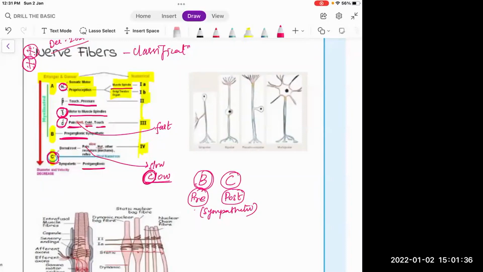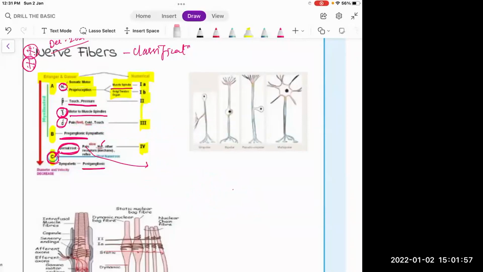Okay, clear? Then followed by the C fibers, the dorsal root fibers carrying the pain receptors, hot sensation, and other mechanoreceptors. These are the most important part where you will face the twisty questions. With respect to the pain fibers: fast pain, slow pain, and sympathetic preganglionic, sympathetic postganglionic.